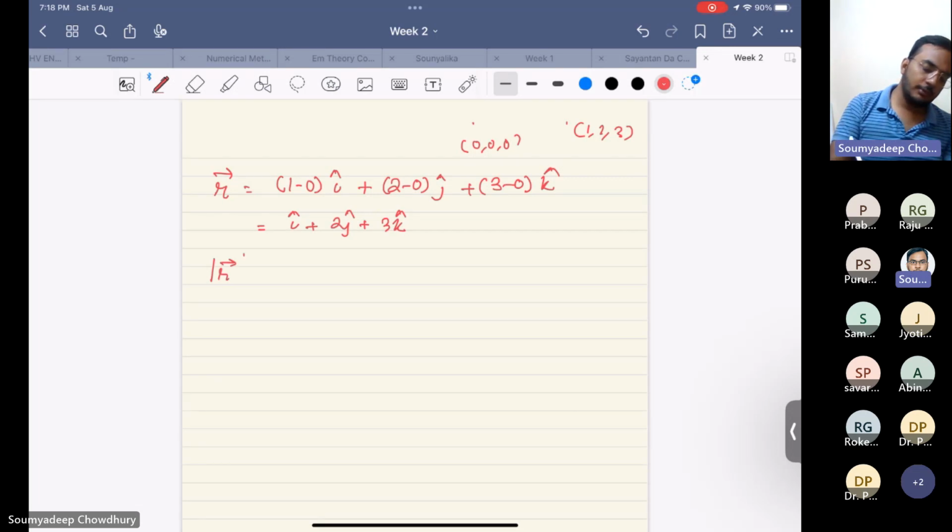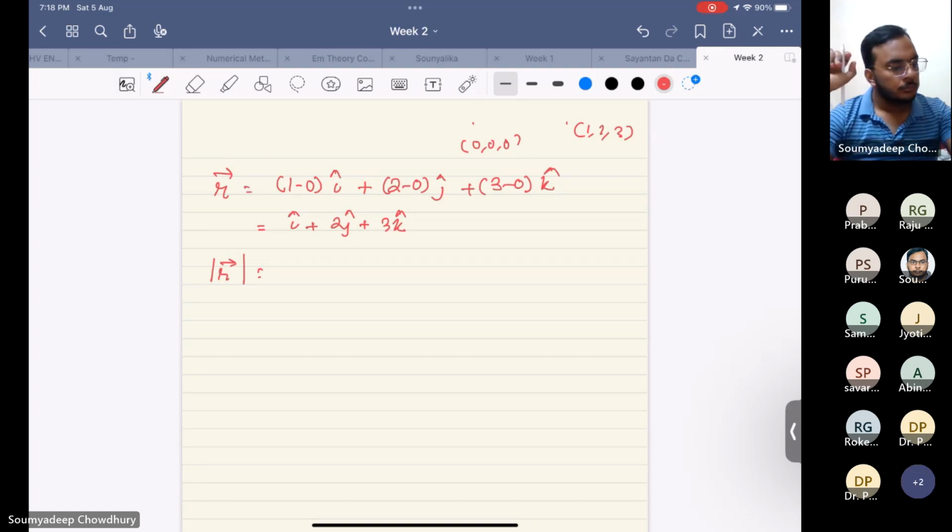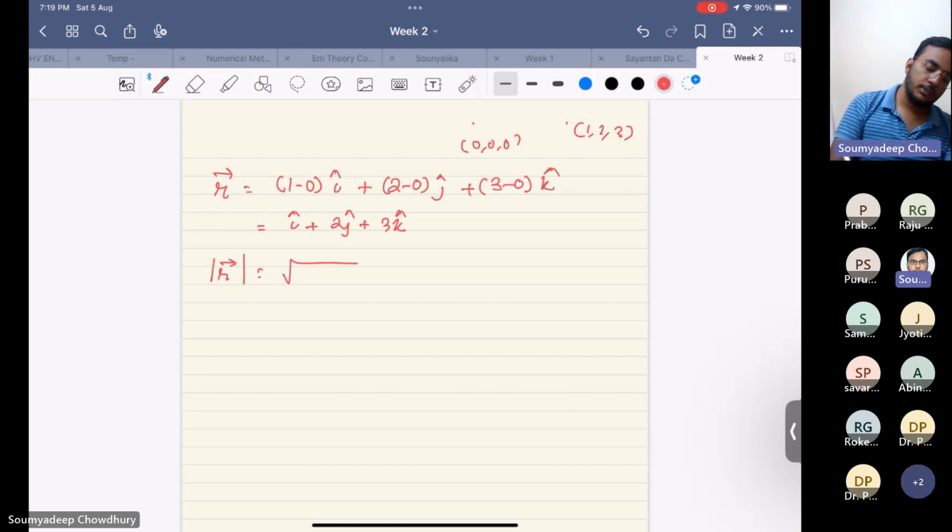What will be the magnitude of this vector? Hello? What will be the magnitude of this vector? Square root of 1 square plus 2 square plus 3 square. Correct. That is square root of 14.